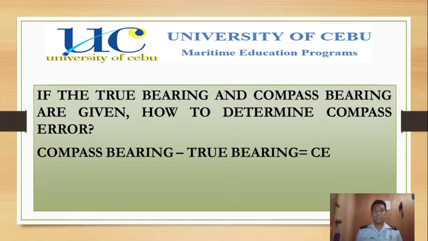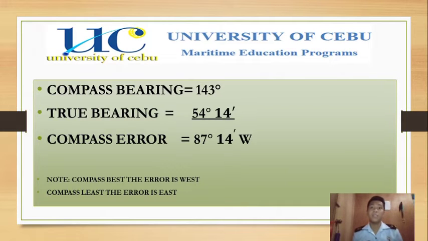The next question is, if the true bearing and compass bearing are given, how do we determine the compass error? Based on the discussion, in order to determine the compass error, we must subtract the compass bearing and the true bearing. So it's very understandable. I have a sample problem. We have a compass bearing of 140 degrees and a true bearing of 54 degrees and 14 minutes. Our question is, what is the compass error?